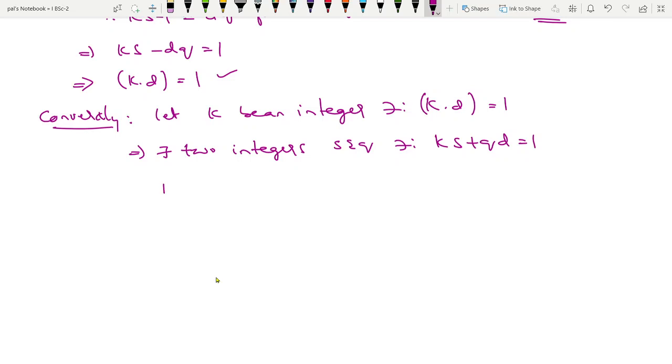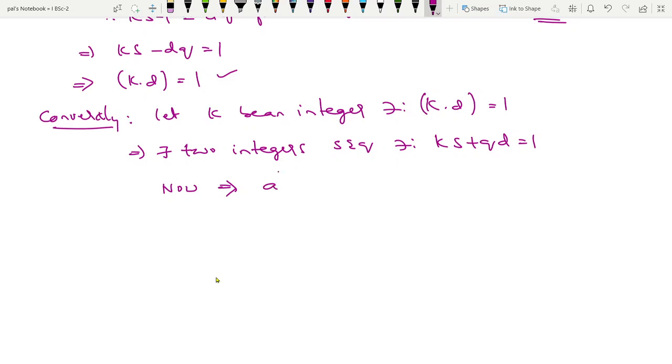So better you read the number theory concept somewhere. It is not possible to explain everything in detail because I assume you have studied this in number theory in PU classes. If two numbers are relatively prime, the relation between the two numbers can be written like this. So 1 can be written as 1 is equal to ks plus qd.